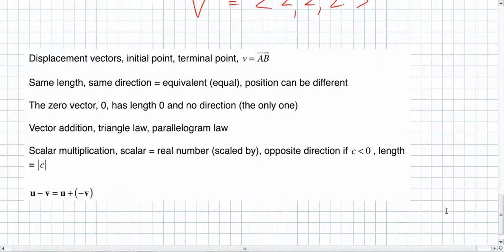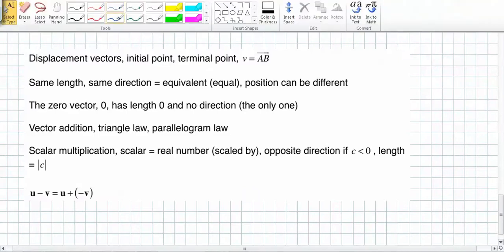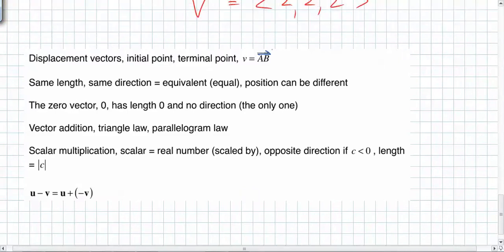V can be denoted A to B, and that's actually an arrow right there. You can't really see it. The initial point is A, and the terminal point is B. If you have 2 vectors and they're the same length in the same direction, they're called equivalent, but their position can be different. A vector from A to B has a specific starting point and a specific end point, right? But where could you draw the vector 2, 2, 2 in 3 space? Anywhere you want. It doesn't say exactly where it is.